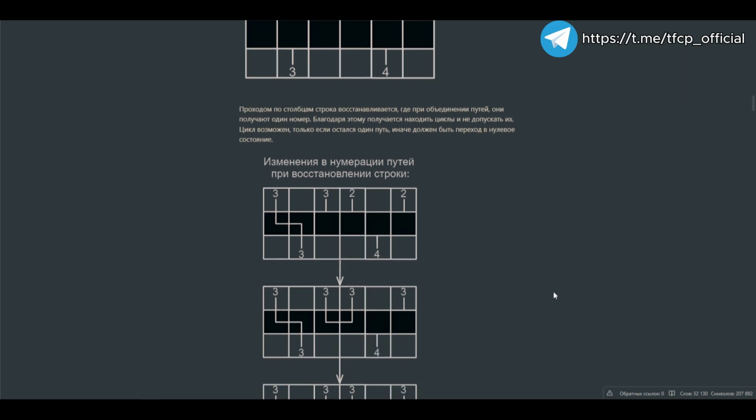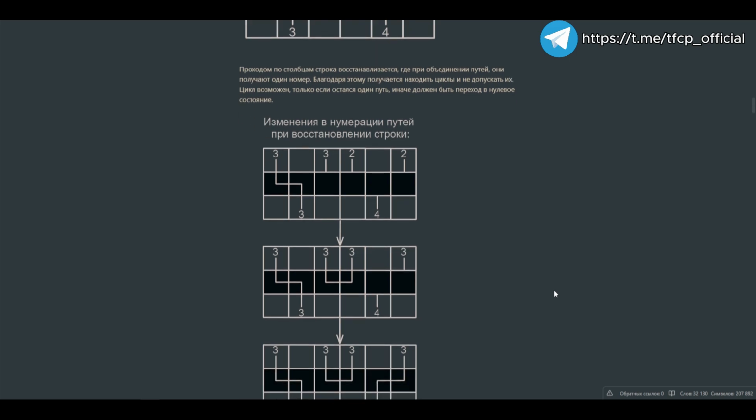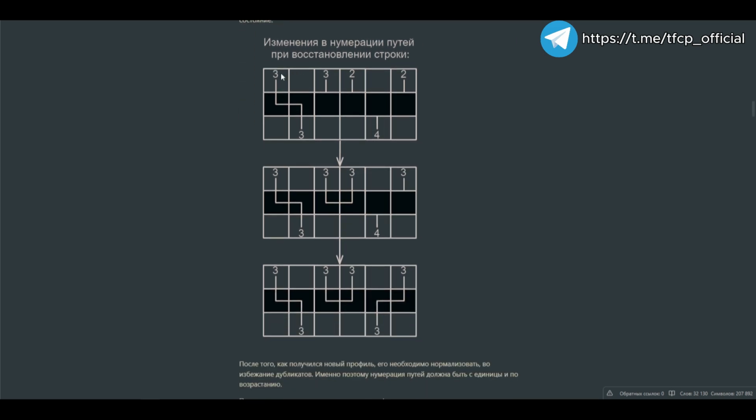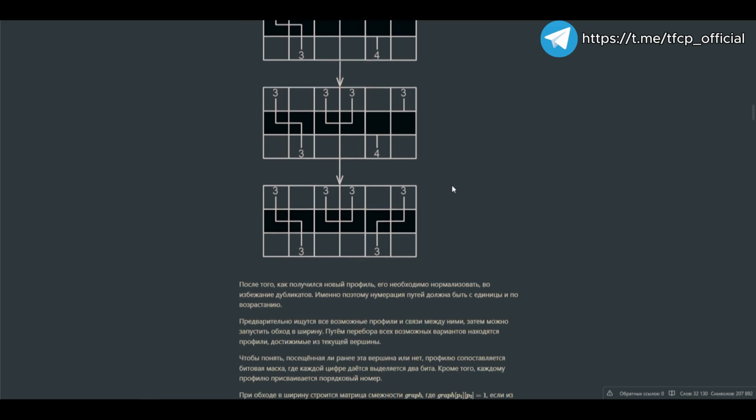This, accordingly, is an example of how to obtain an intermediate string from one profile and the second. After we receive a new profile, which contains all the necessary information about the user, it will need to be renumbered to avoid any potential duplicates in the system.